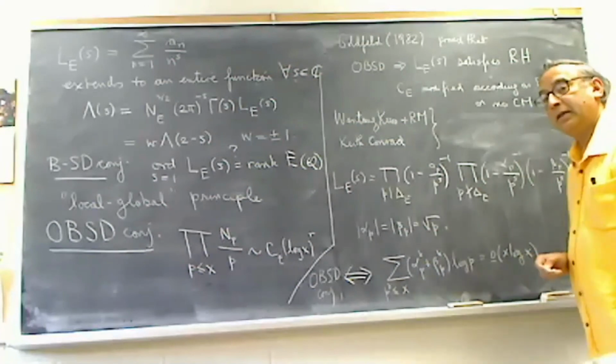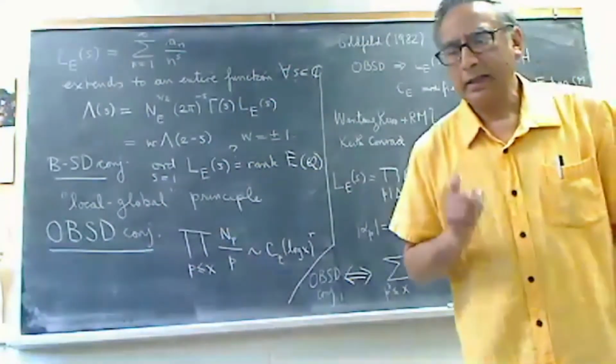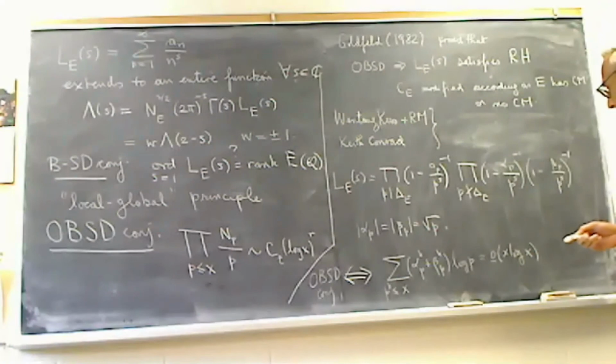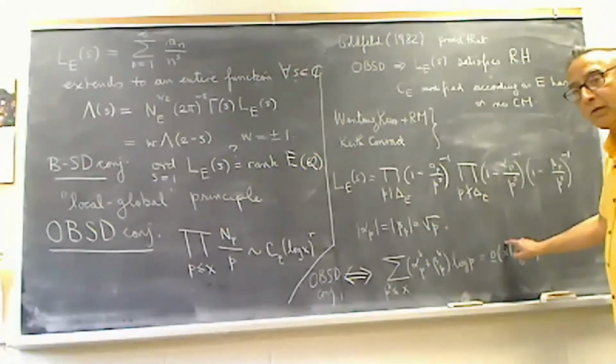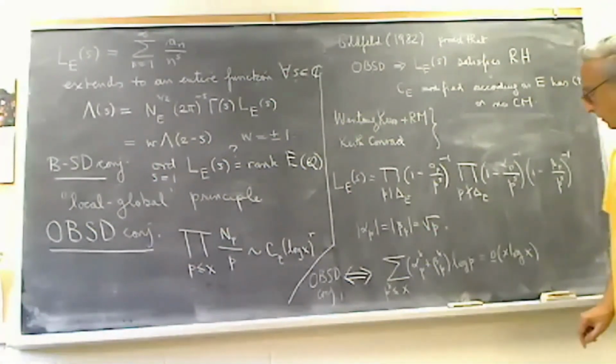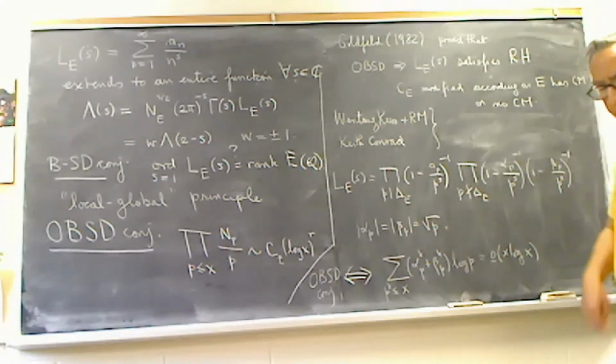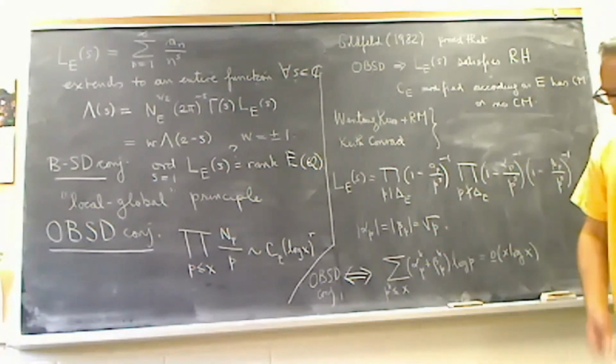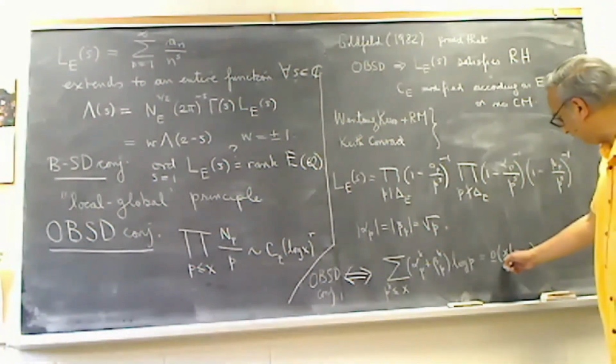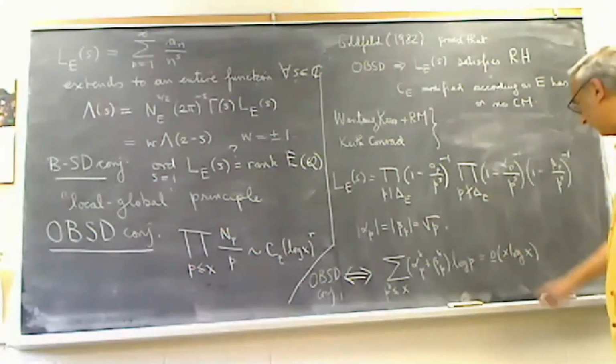Keep in mind, the line of symmetry is S equals 1. So the power X to the power 1 here makes sense. That's the line of symmetry. In the classical prime number theorem, the error term is expected to be X to the half, because the line of symmetry is 1/2. Here the line of symmetry is 1, therefore you get something like X.